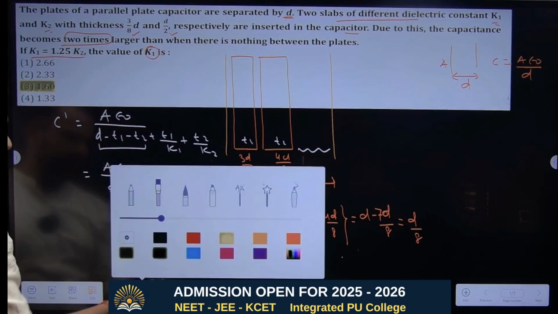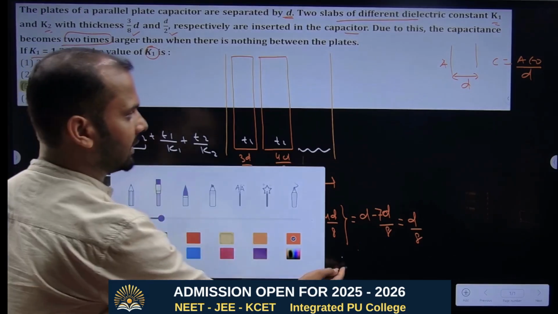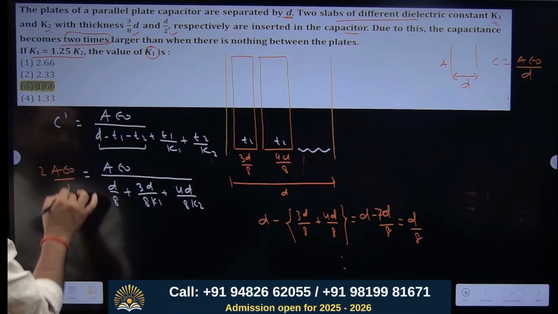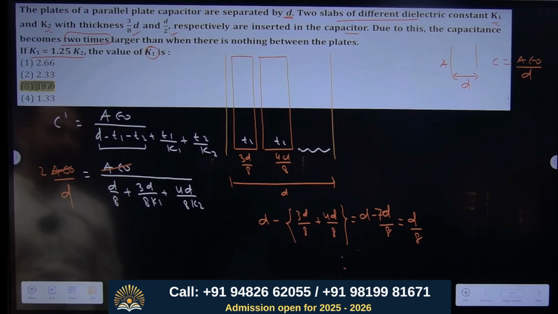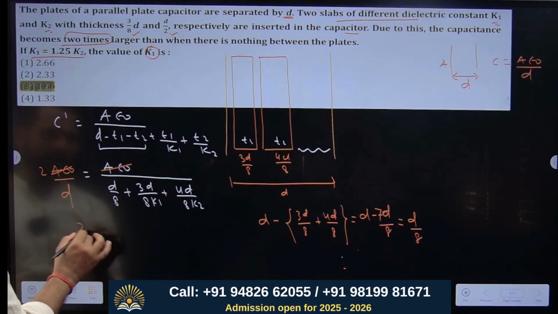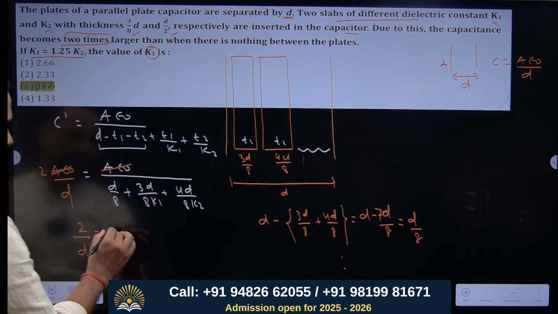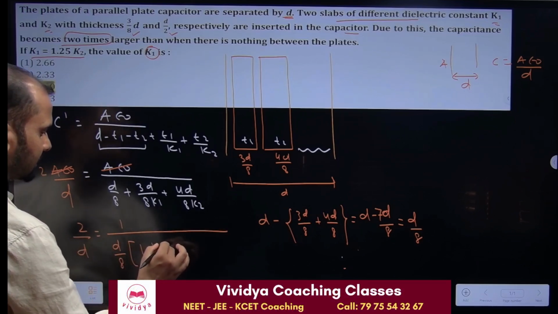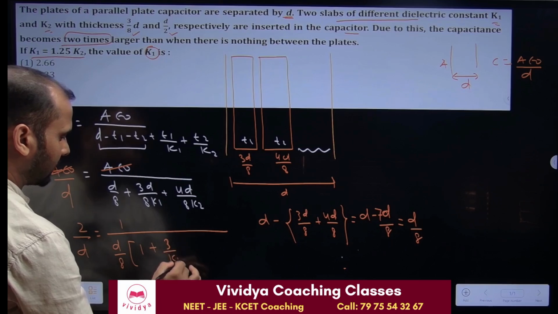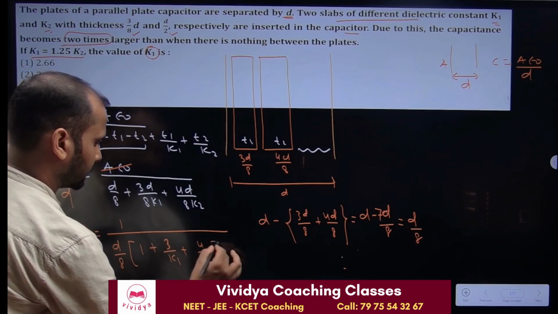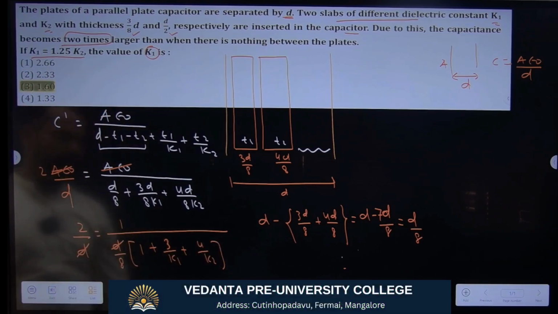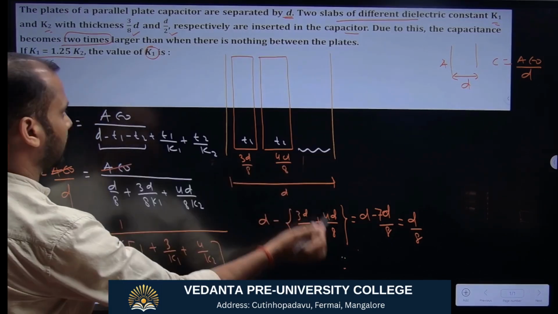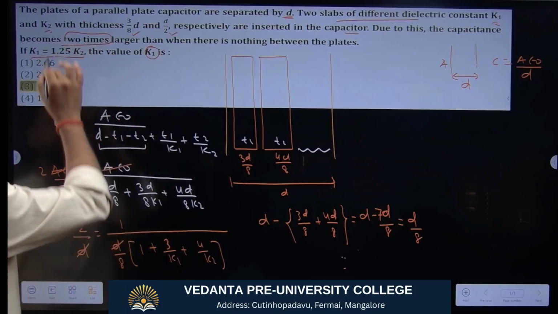Because of this dielectric, the capacitance will increase. How much? 2 times. Whatever the initial capacitance is, it will increase by 2 times. Now, A epsilon naught gets cancelled, and from here d also I can take common and cancel it. Taking d by 8 common, we get 1 plus 3 by K1 plus 4 by K2. This d and d get cancelled, and 8 will go up. Now, our target is to calculate K1 and K2, which is why the relation between K1 and K2 is given to us.